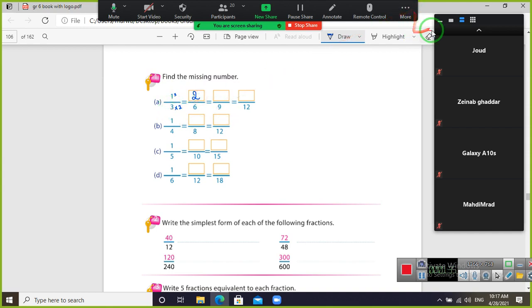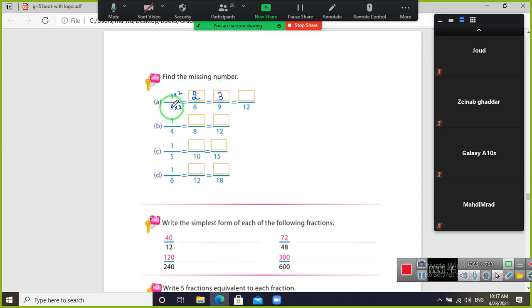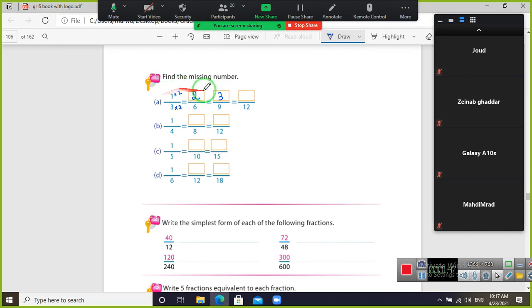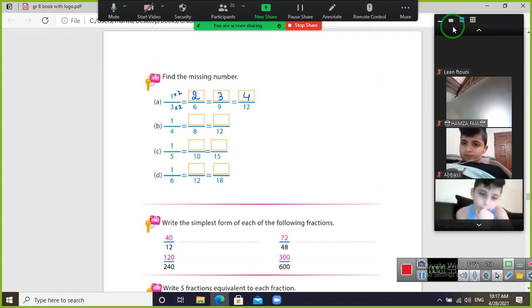So they are multiplying the 3 by what? By 3. So multiply 1 by 3. It's 3. Now 3 times 4, 12. So 1 times 4, by 4. Good, it's 4. Now solve it alone. Okay.